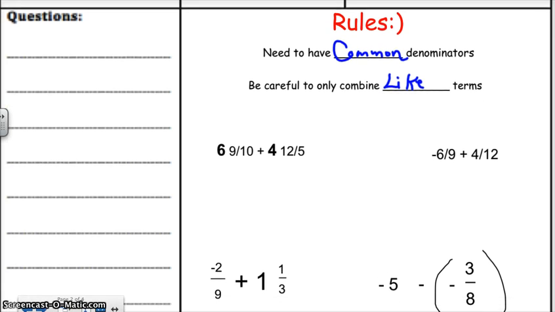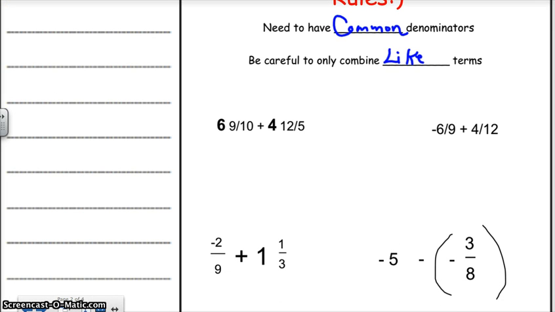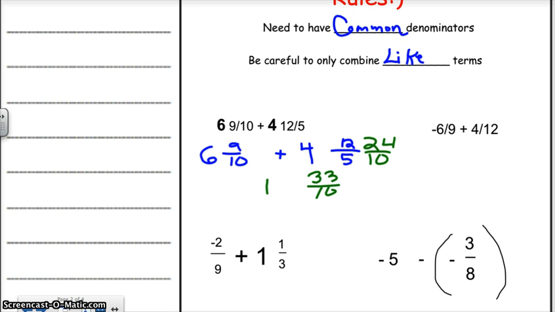All right, so moving into these examples, I like to do mine where I can easily find my common denominator, so I like my fractions nice and straight. So I usually rewrite. All right, so what's my common denominator between the two? 10. 5 times 2 is 10, 12 times 2 is 24. Now I can go top times top, 9 plus 24 would be 33 over 10, and then whole number plus whole number, that's 10. 6 plus 4 is 10.